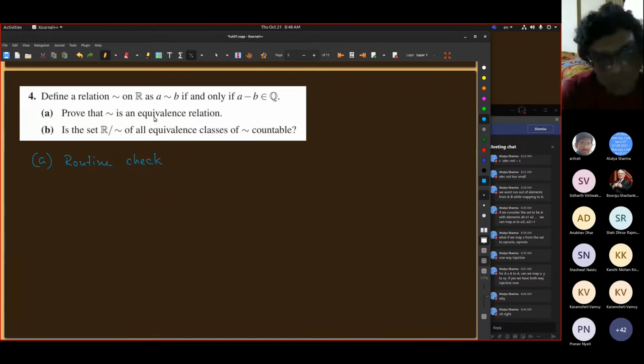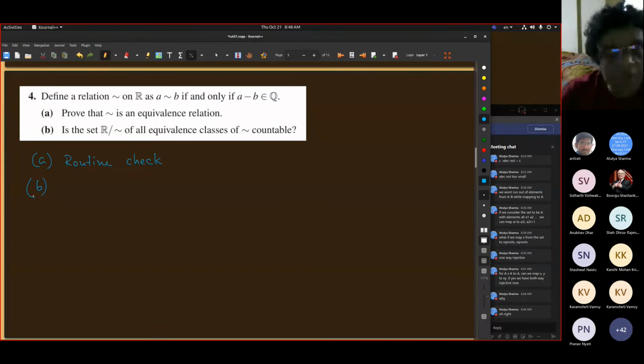So this is an equivalence relation because a minus a is 0, and 0 is definitely a rational number. If a minus b is a rational number, b minus a is also a rational number. And if a minus b is a rational number and b minus c is another rational number, then the sum a minus c is also a rational number. So this is a routine check.